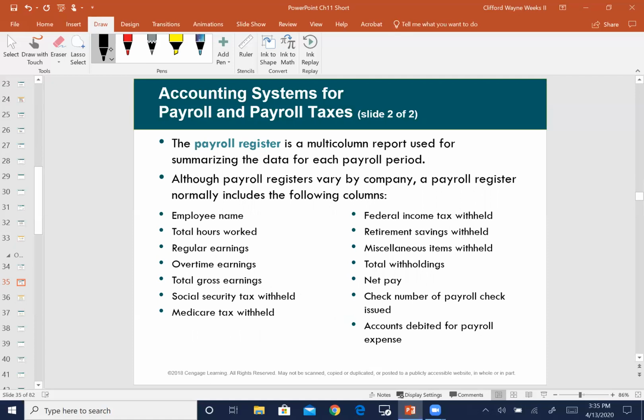So although payroll registers may vary, they're all going to have some components here. You have to have the name, the total hours worked, regular earnings, overtime, gross earnings, Social Security, Medicare, federal income tax, other withholdings, net pay, the check number that we use to pay that, and the accounts that we're going to use to record that. And if you end up taking Excel, one of the comprehensive problems is actually coming up with a payroll register.